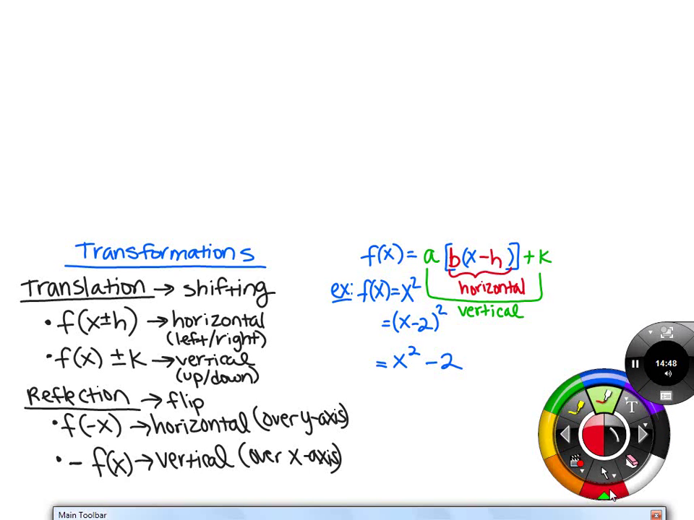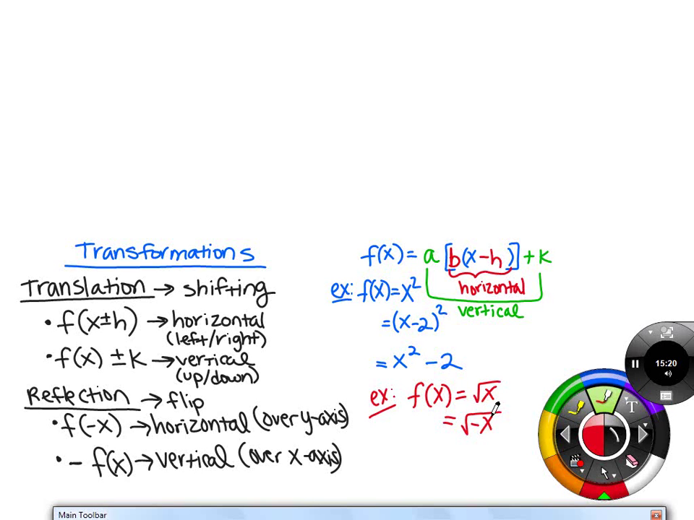Okay, so an example of your reflections. Let's say you were given a parent function, a square root. Okay. Then an example of a horizontally reflected graph would be that you still have your square root with x, but there's a negative applying x inside the square root.